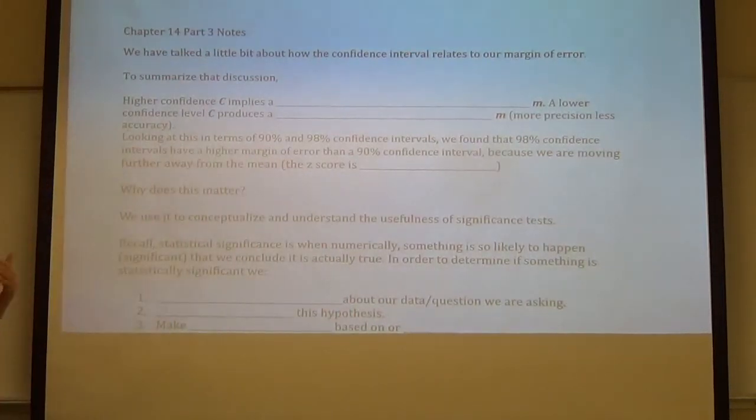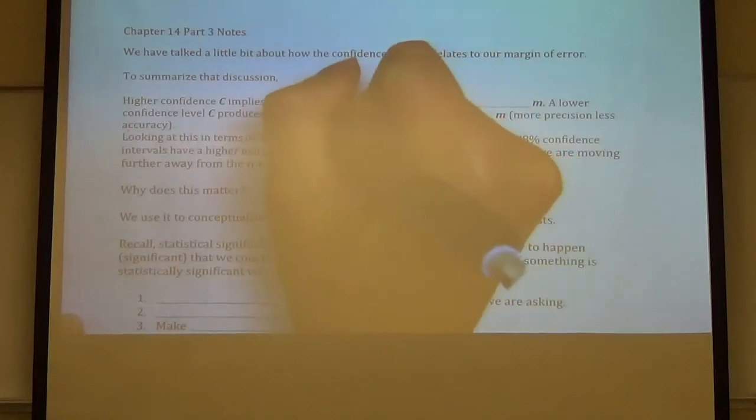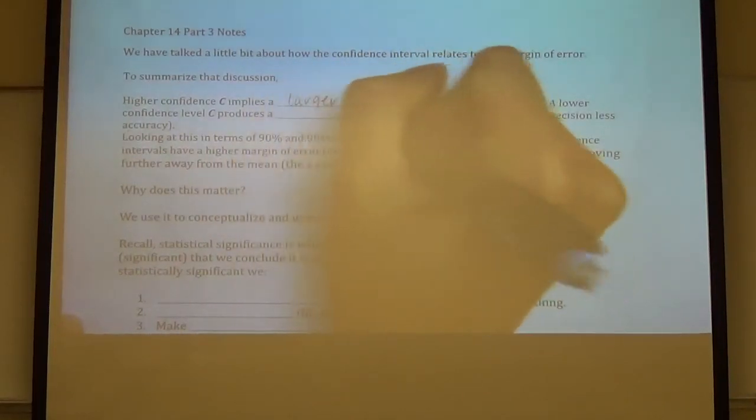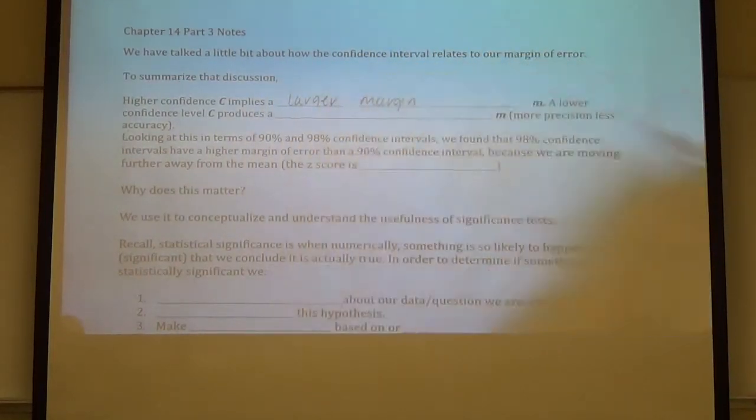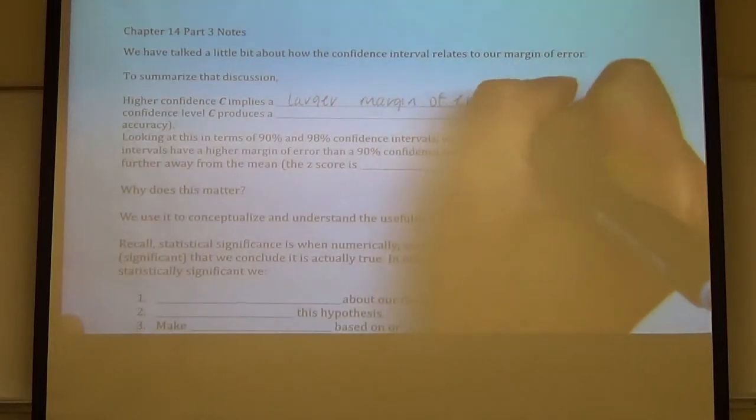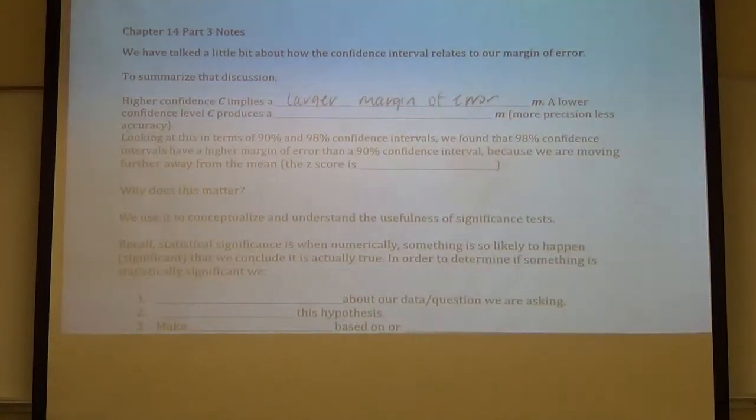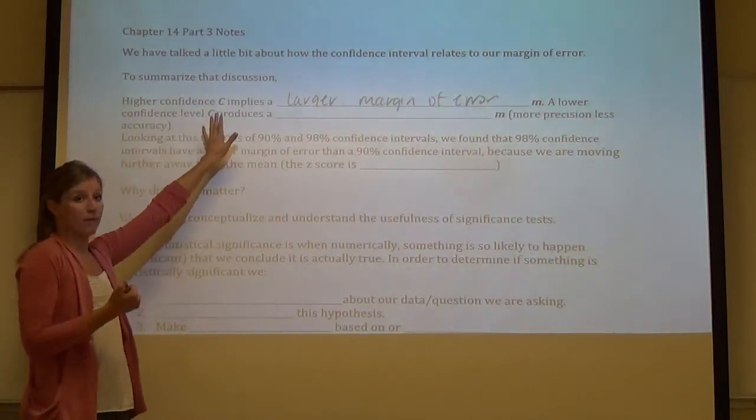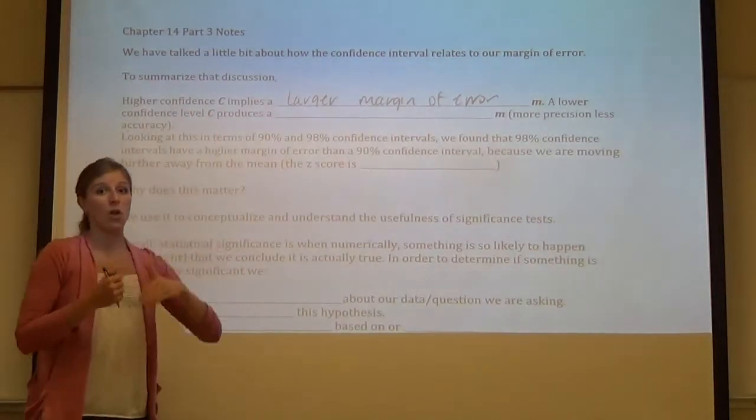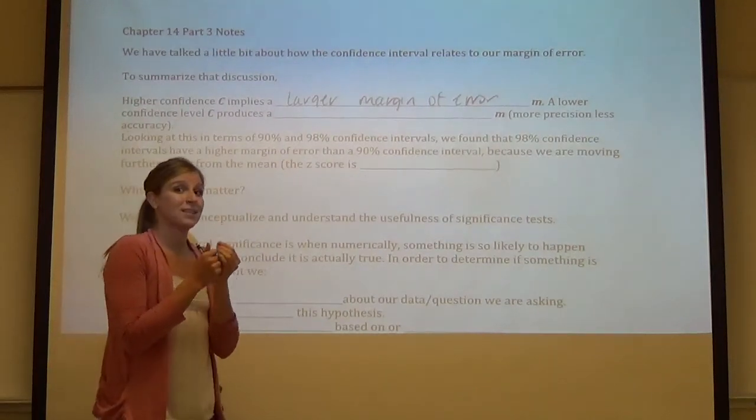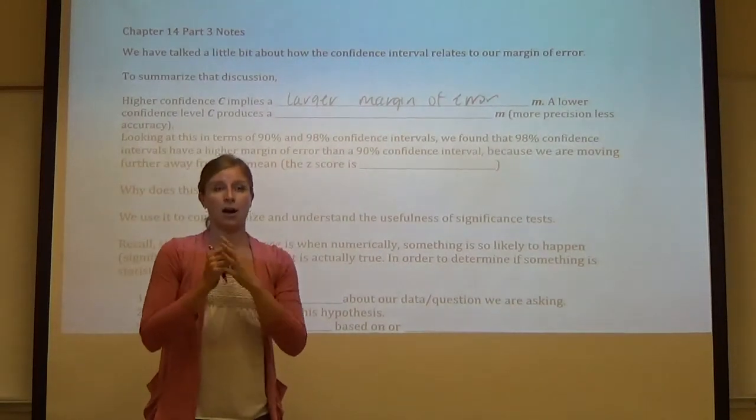Okay, so to summarize what we've talked about, remember that a higher confidence level, we can call it C, implies that we have a larger margin of error. So we could call the confidence level C, we could call the margin of error M. So if we have a higher confidence level, that implies that we have a larger margin of error. What this is saying is there's more room for error with something.